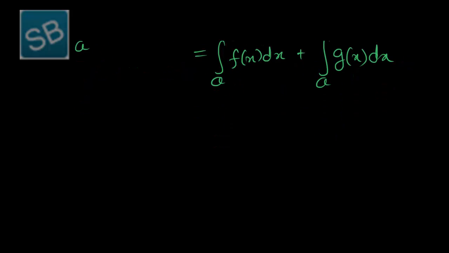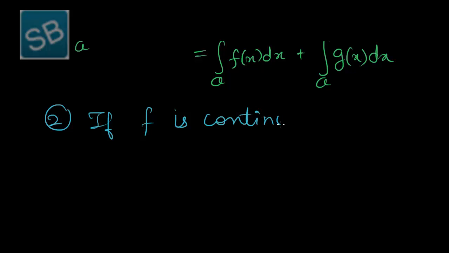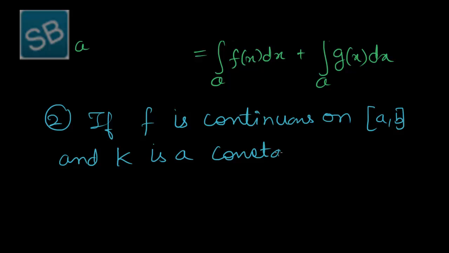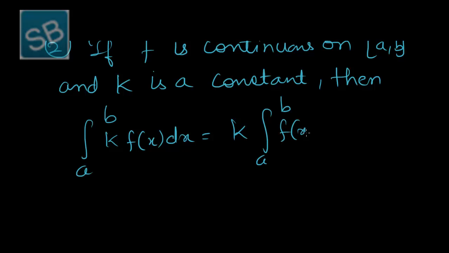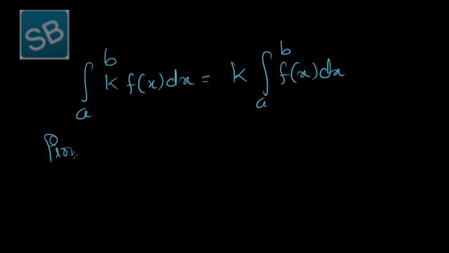So the next working rule is: if f is continuous on the closed interval [a, b] and k is a constant, then the integral from a to b of k times f of x dx is equal to k times the integral from a to b of f of x dx. Now the solution, that is the proof.